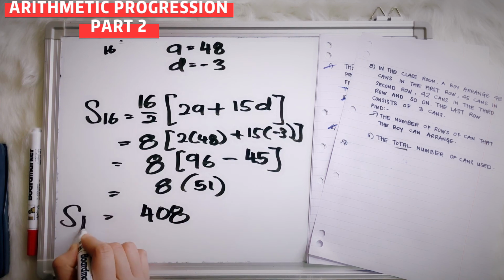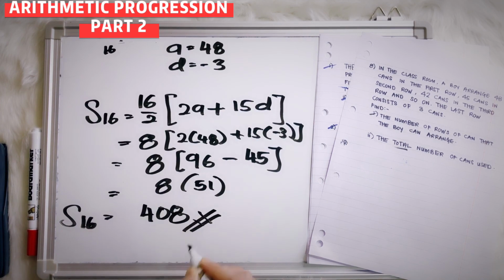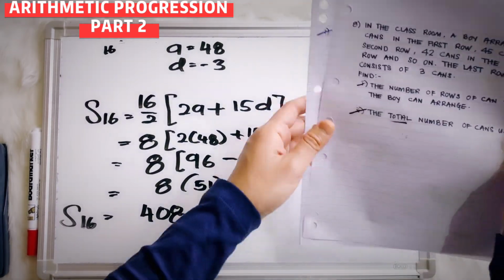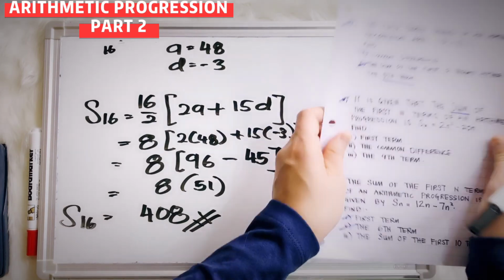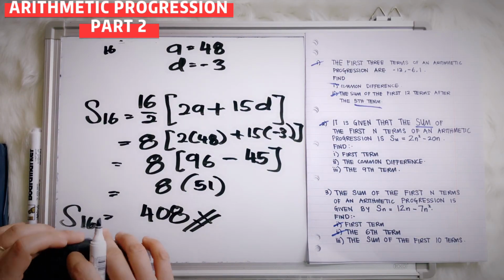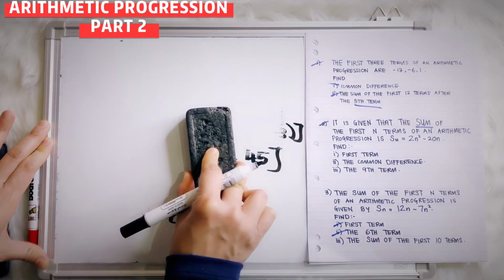So that is for the S16. Alright, so we finish all the questions. We have 8 questions. So that's all for today for the sum formula for arithmetic progression.